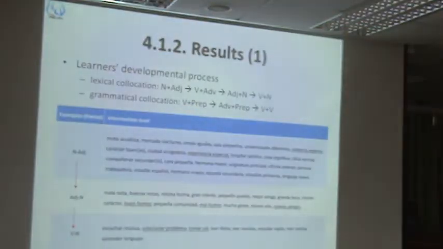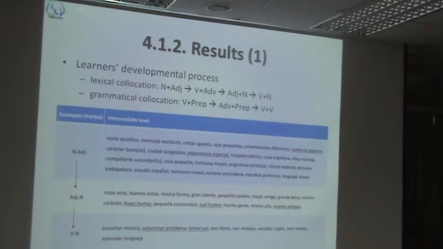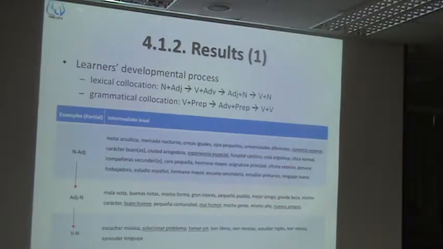So in the table below, it shows partial examples of our study. This is not a comprehensive table, it's just an example. As I just mentioned, noun-adjective might already have been developed at a previous level, and we observe many examples related to abstract concepts at the intermediate level. For example, the underlined parts.